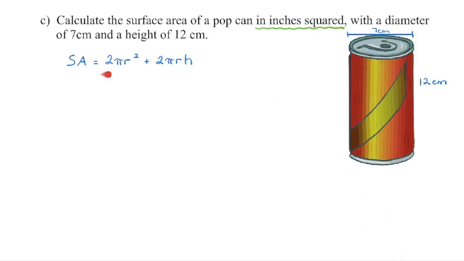So we're going to begin with the formula for surface area, and even though they give me the diameter, I know that the radius is half that. So if I take 7 divided by 2, the radius is going to be 3.5 centimeters. So I can substitute that in for radius, and I know that the height is the 12 centimeters. So let's go ahead and substitute that in.